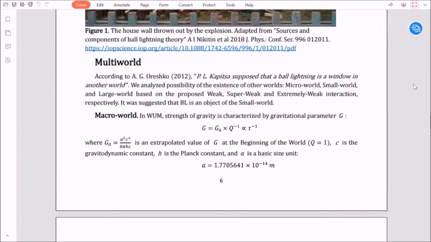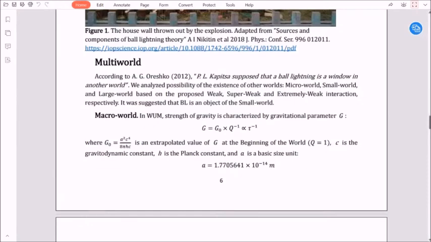We analyzed the possibility of existence of other worlds, micro world, small world, and large world, based on the proposed weak, super weak, and extremely weak interaction, respectively. It was suggested that ball lightning is an object of the small world.